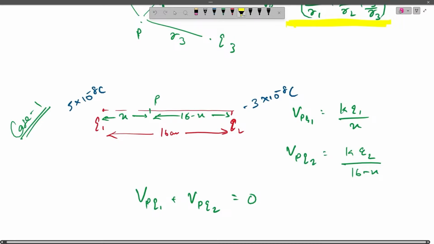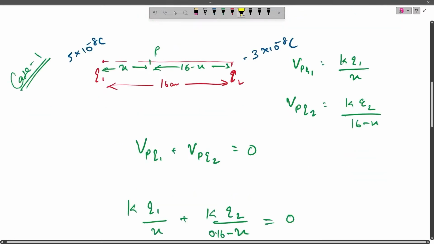So we will find the potential at point P due to Q1 and Q2, sum it, and equate it to 0. Solving this equation we will find the value of x, and with it the point at which the potential due to charges Q1 and Q2 equals 0.